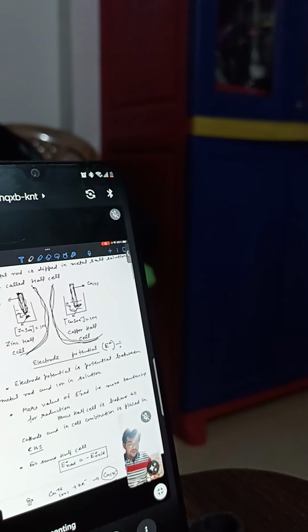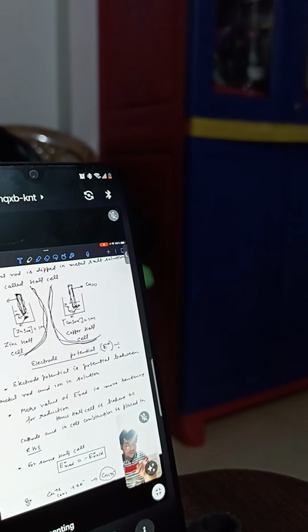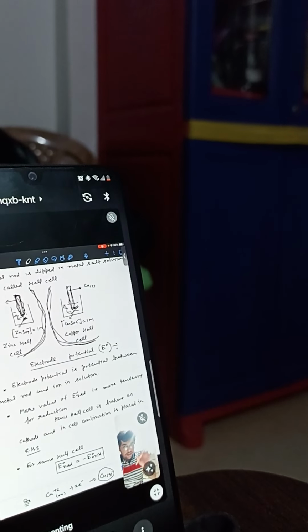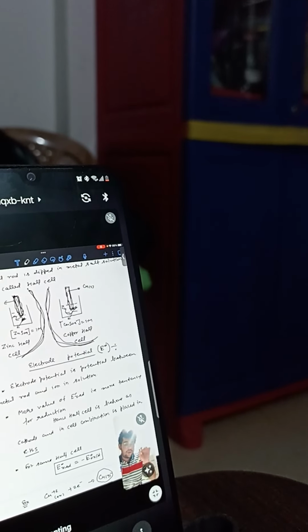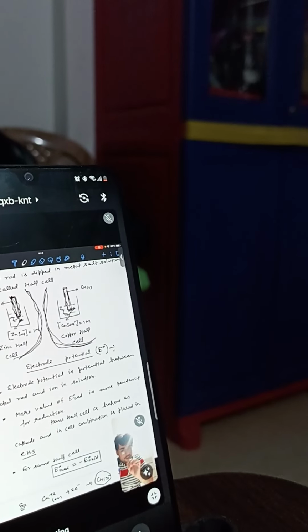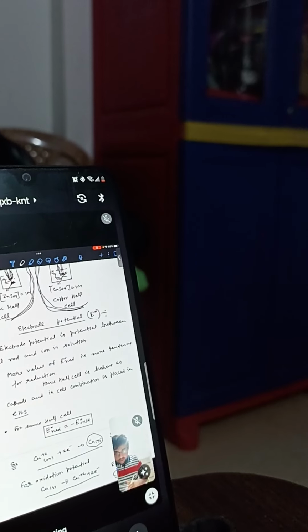Now, electrode potential. Electrode potential means the potential difference between the metal rod and the ion present in the solution. We have two types of electrode potential, that is the reduction potential and the oxidation potential.